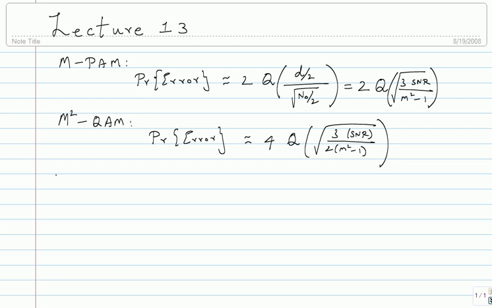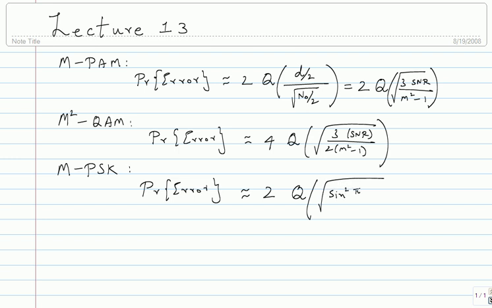For MPSK, a similar derivation becomes complicated because it doesn't split into independent real and imaginary parts. You have to actually deal with the two-dimensional Gaussian PDF and integrate. So it's not a very easy simplification to do, and we won't do it. I'll simply write down the final expression after a lot of approximations. You'll see the final expression will work out to 2 times Q root sine squared pi by M times SNR.